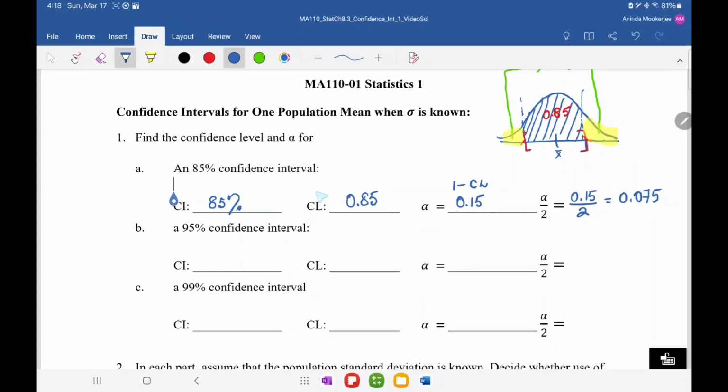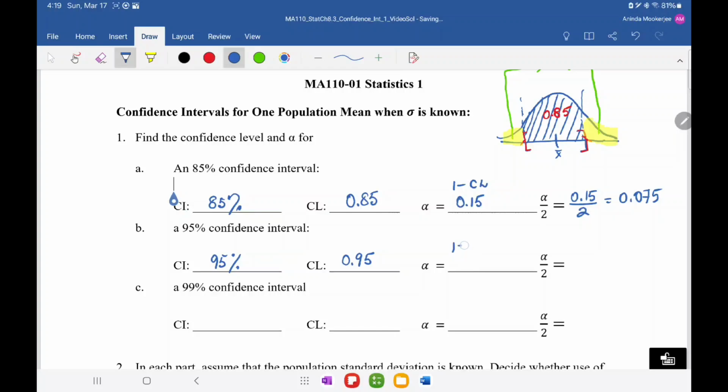Part B says it is a 95% confidence interval, and we have to find first the same data points: the confidence interval, the confidence level associated with the interval, alpha and alpha by 2. So if it is a 95% confidence interval, we can just write 95% for the CI. For CL, it's going to be the 95% converted to its decimal equivalent. Again, just divide it by 100 and you'll get 0.95.